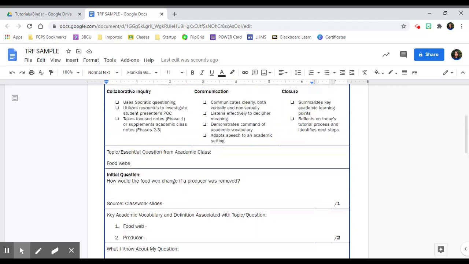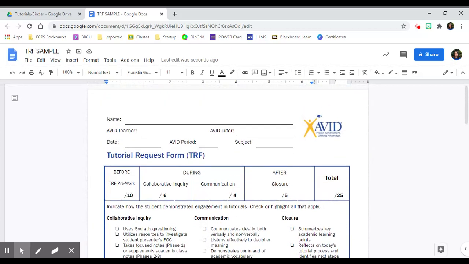The TRFs are also the largest portion of their grade in AVID. They are worth 40% of their grade. Every AVID class, half of the class is dedicated to tutorials and getting help. So this is a major component of the program, and I greatly appreciate your support and help with this part.